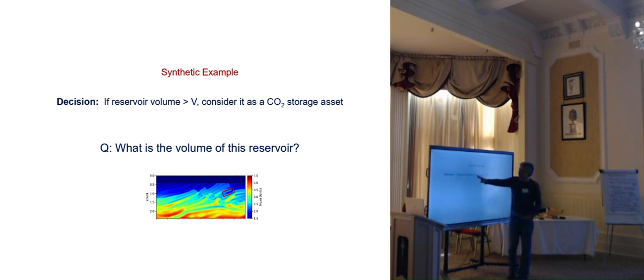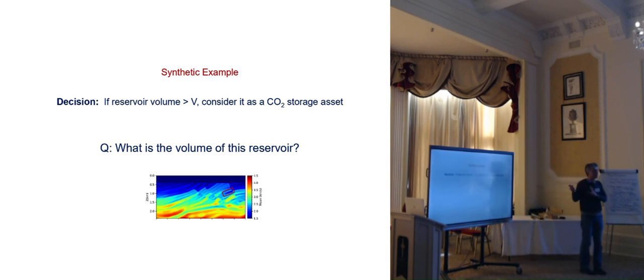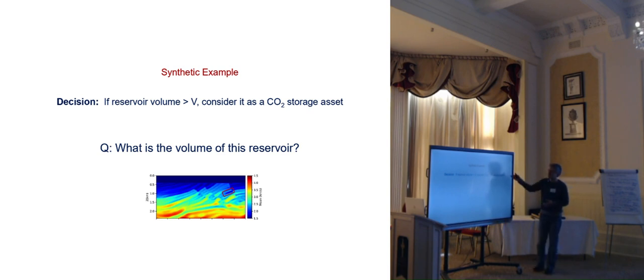So here's a decision. If a particular reservoir volume is greater than some value V, then it is large enough that we'll consider it to be a CO2 storage asset. This is the kind of decision which is facing a lot of companies just now, governments just now, and regulators. Because the question is, if we have offshore reservoirs or onshore reservoirs, some of them might just be aquifers, some of them might have been used for hydrocarbon production or whatever it is. Can we or can we not consider those to be CO2 assets that we could use for CO2 storage?